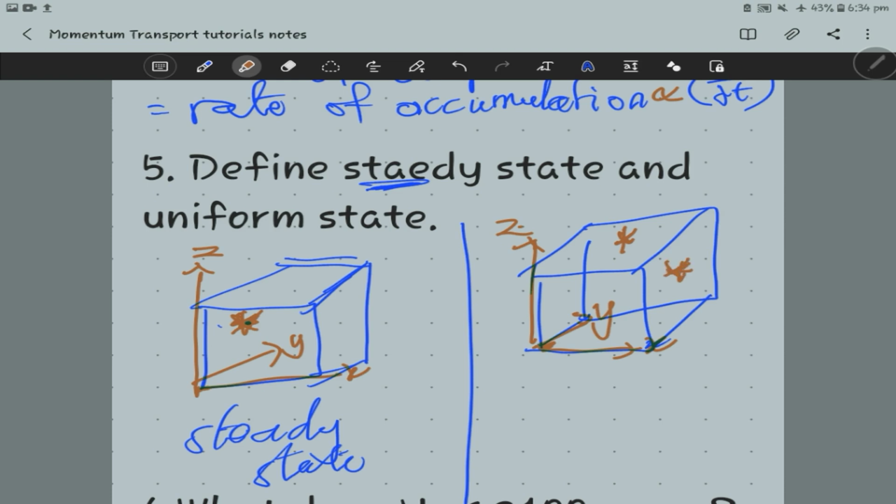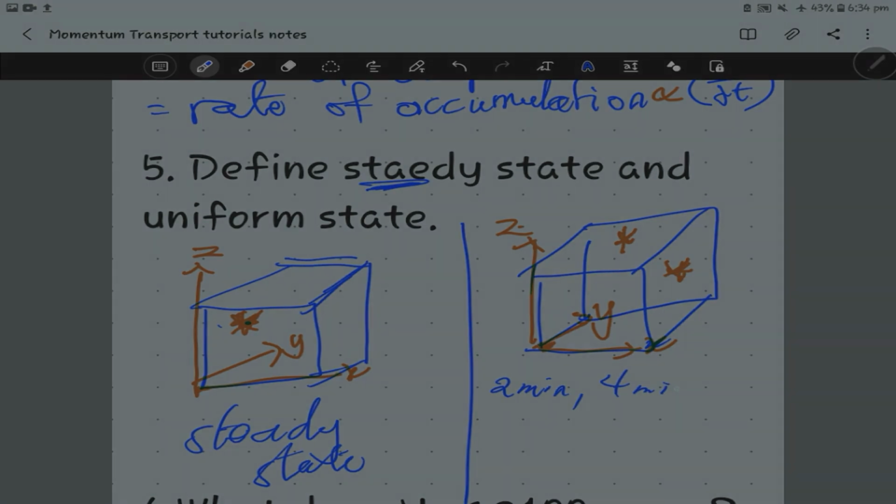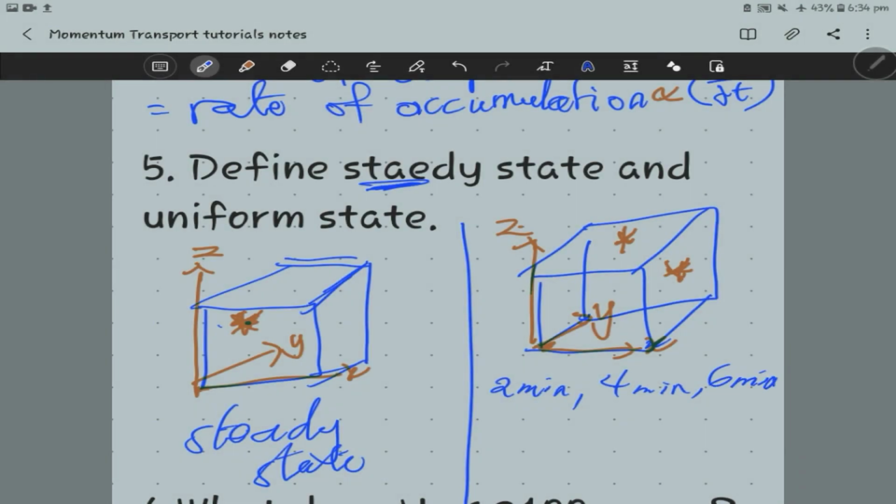In a particular coordinate system, if I check at, let's say, 2 minutes, I check at 4 minutes, check again at 6 minutes, right? The conserved quantities at these points are not changing, right? Though they are at different positions in space, they are not changing. They are the same at this point, after I check it at 2 minutes, 4 minutes, 6 minutes.